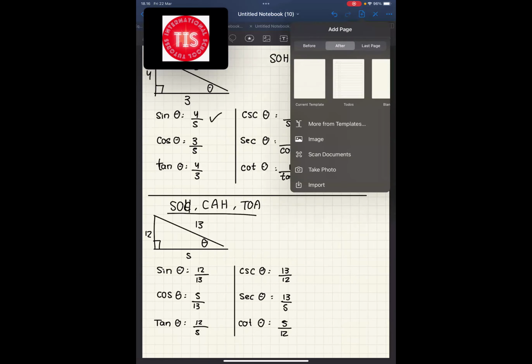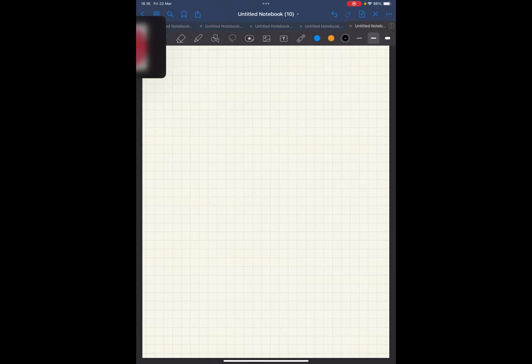Another thing you need to remember is that there are special angles in trigonometry. A lot of schools actually need you to remember these special angles. Not all of them, just a few of them. They usually don't give you these in an exam, so you need to remember them. And it's quite easy.